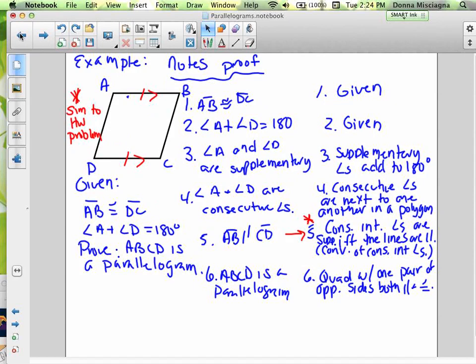Thanks for watching, being able to prove that a figure is a parallelogram. In the next lesson, we're going to solve for missing measures in parallelograms. So we're going to use the fact that we know the opposite sides are congruent and parallel, the opposite angles are congruent, and the consecutive angles are supplementary to find missing measures.